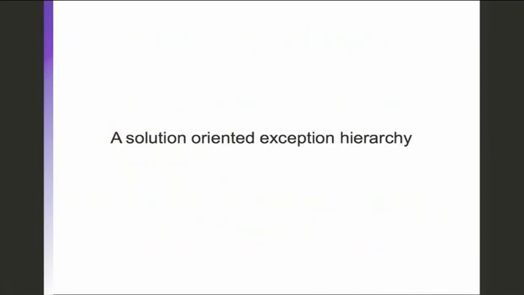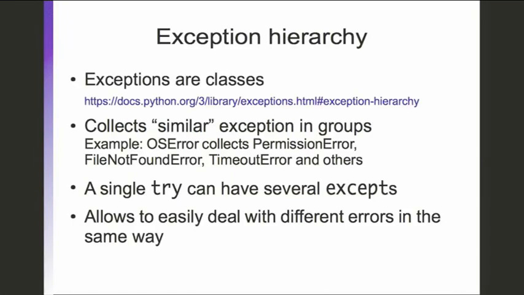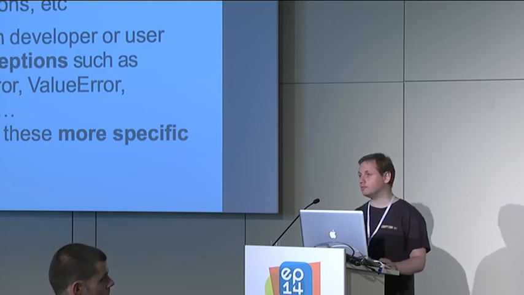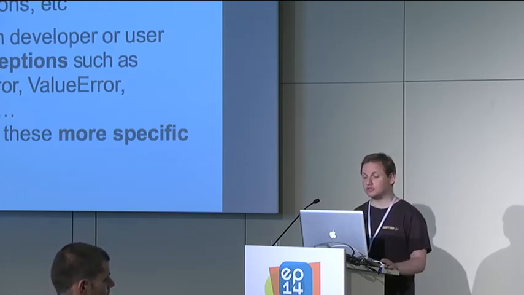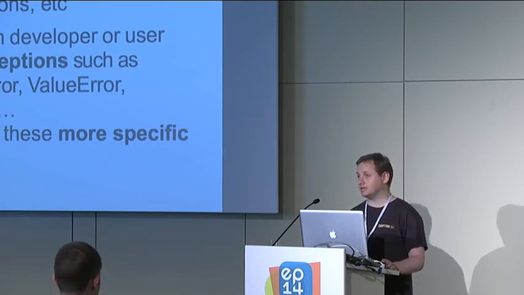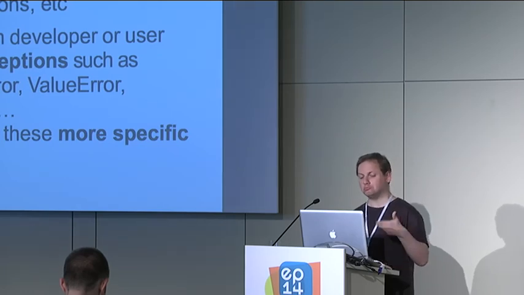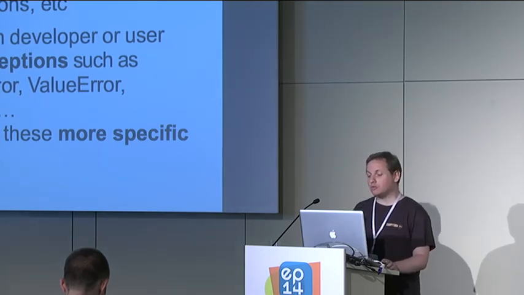A couple of words on exception hierarchy to make it easier for you. Exceptions are classes in Python and are organized in a hierarchy, which allows you to collect similar exceptions in groups and deal with them in the same way. So we can use this to assign responsibilities. It's already pretty clear that developers should fix assertion errors. In my experience, it's pretty clear that users and operators should fix OS errors. However, there is a quite large amount of exceptions where you can't really say who's responsible to fix it. So it's your task to make this more specific.